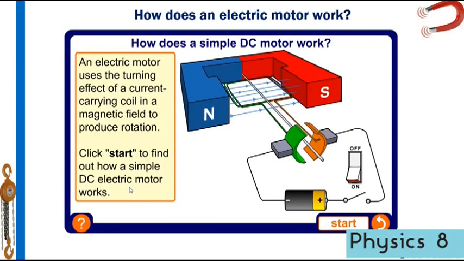So now let's just have a look at how a simple DC motor works. And in this animation, we're going to explore the principles behind the working of a DC motor. So in the diagram, we have a horseshoe type magnet. And you probably notice that in between the north and the south pole, what we have is a wire which seems to be bent into this particular shape.